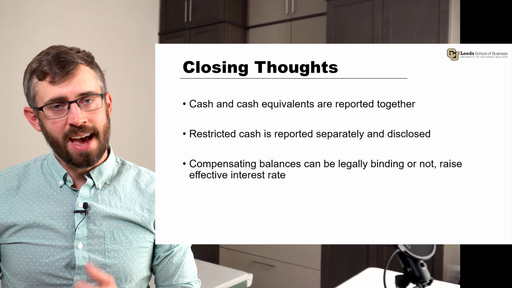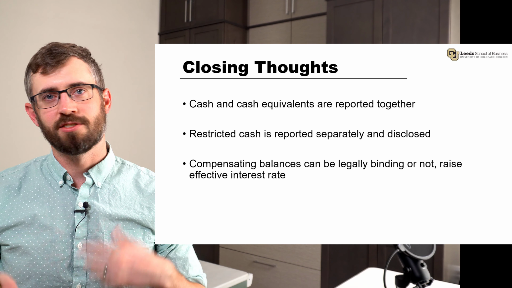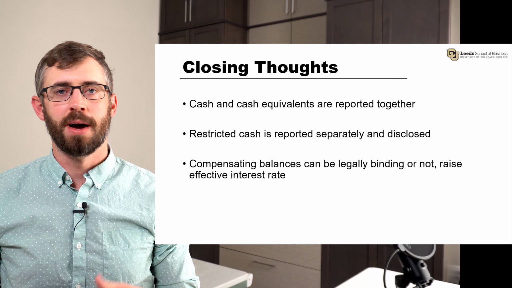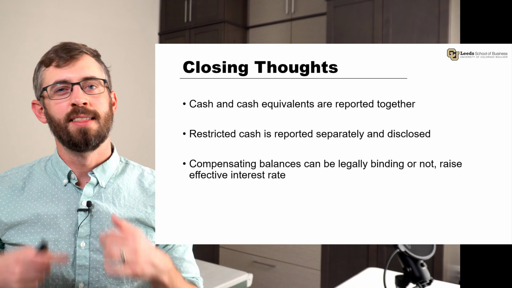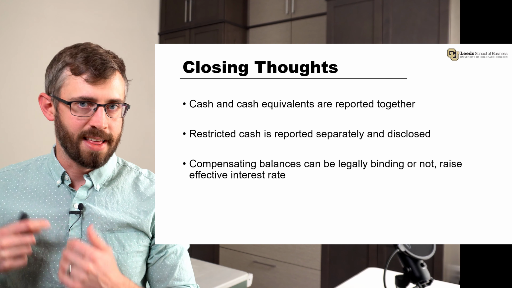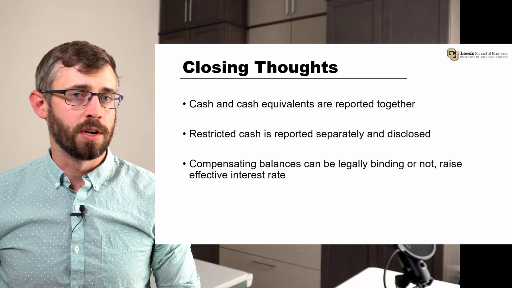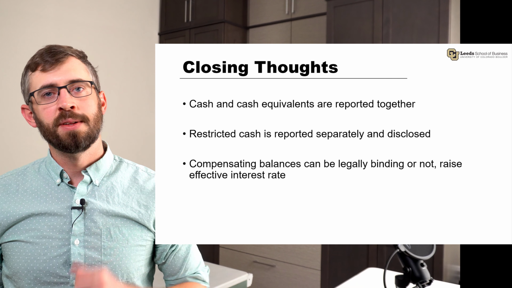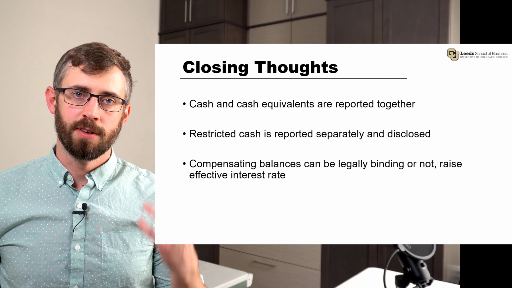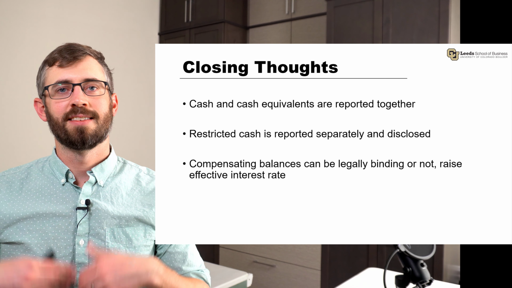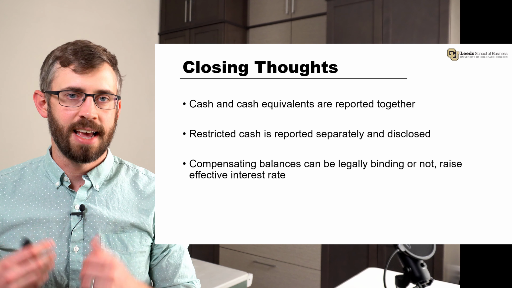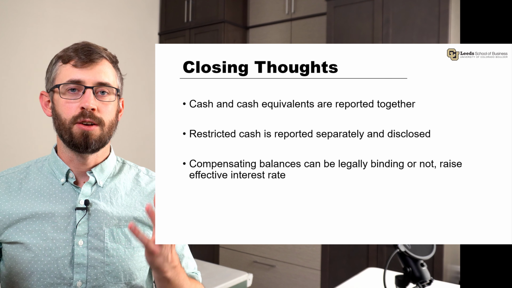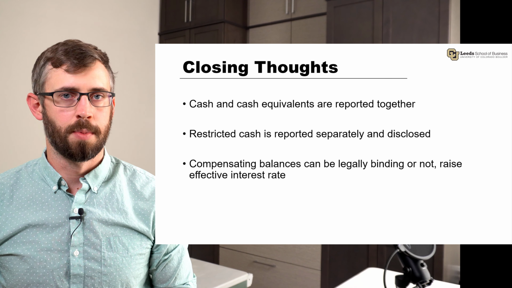We have restricted cash, which is going to be reported separately, and there's a handful of different scenarios why a firm might have legally restricted cash, and they'll disclose in the footnotes why that cash is restricted and what it is going to be used for. And then we have compensating balance arrangements that are related to loans, where a company has to keep some balance of cash on hand at that bank, and it effectively raises the interest rate for the borrowing company.